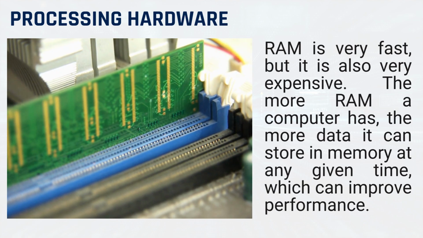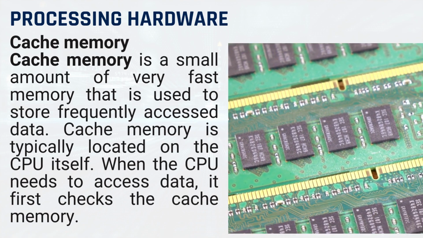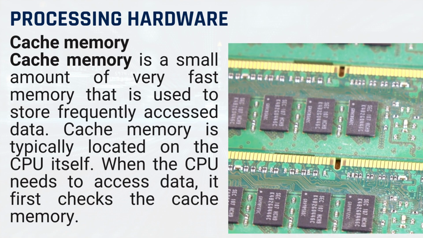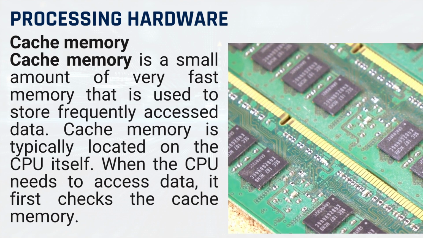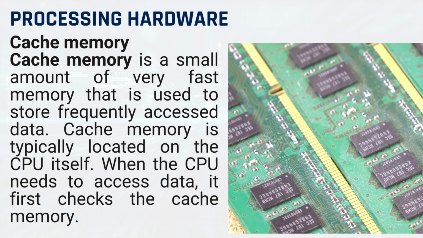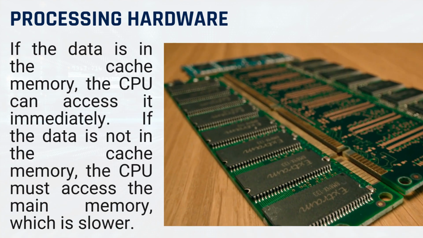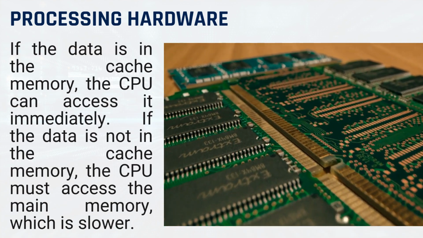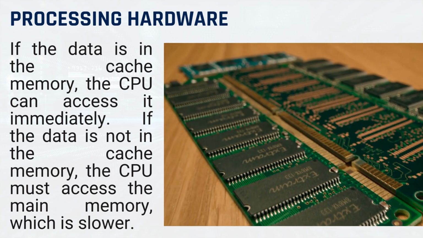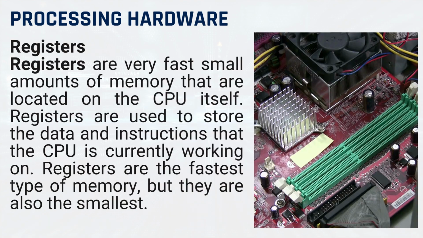Cache memory. Cache memory is a small amount of very fast memory that is used to store frequently accessed data. Cache memory is typically located on the CPU itself. When the CPU needs to access data, it first checks the cache memory. If the data is in the cache memory, the CPU can access it immediately. If the data is not in the cache memory, the CPU must access the main memory, which is slower.